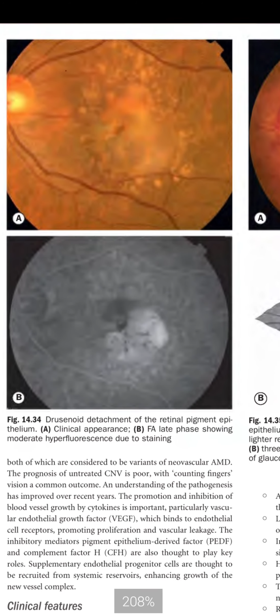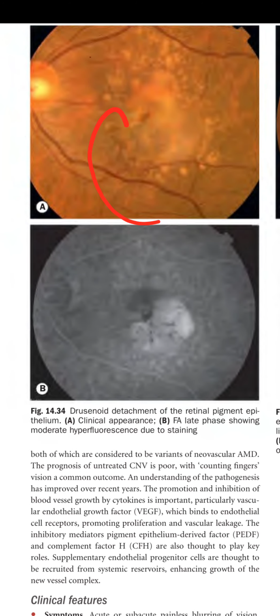So this is a drusenoid detachment. You can see that there is a detachment and there is drusen formation. A is showing the clinical appearance, B is showing the FA late phase, showing moderate hyperfluorescence due to staining.